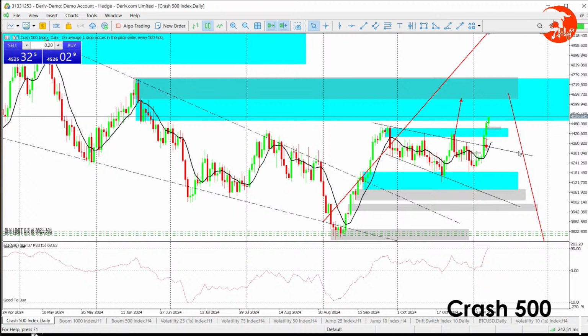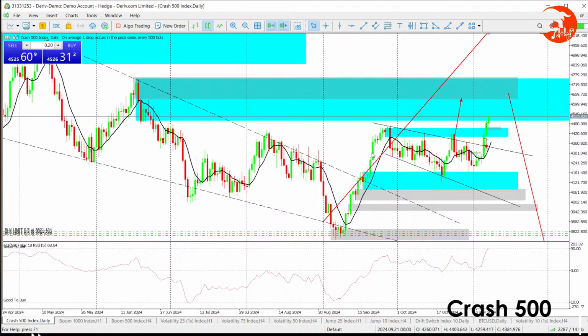Because we broke out successfully out of that falling expanding wedge. Now we're headed to that level. That's what we've been waiting for. All of you who have been with me here on the stream since day one, you know what we've been waiting for. We know that we are going to enter sells when we get to this level here.